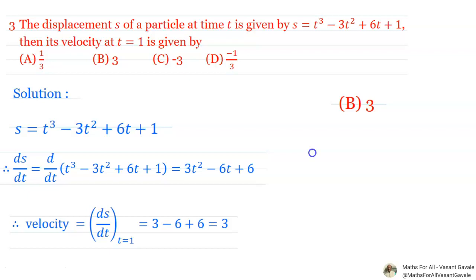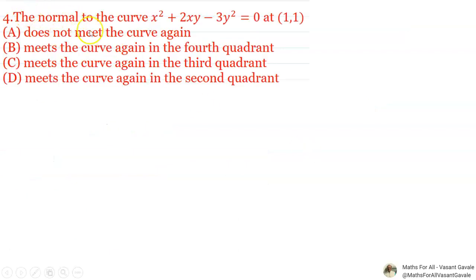Next example, the normal to the curve x square plus 2xy minus 3y square is equal to 0 at (1, 1). First option A does not meet the curve again. B meets the curve again in the fourth quadrant. C meets the curve again in the third quadrant.